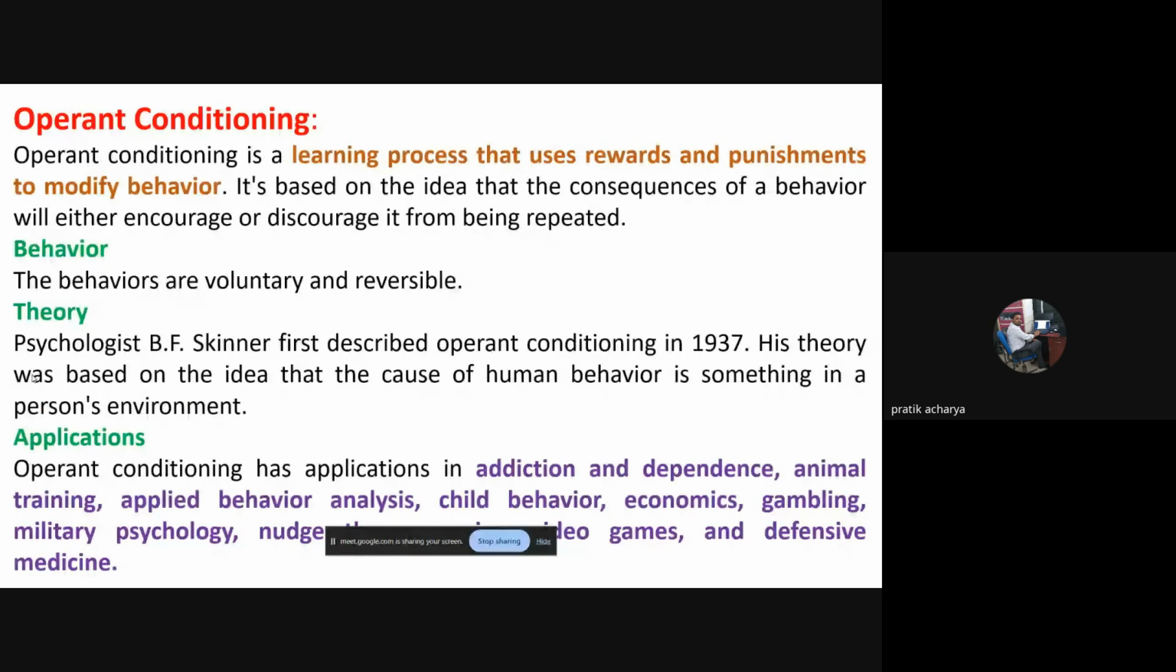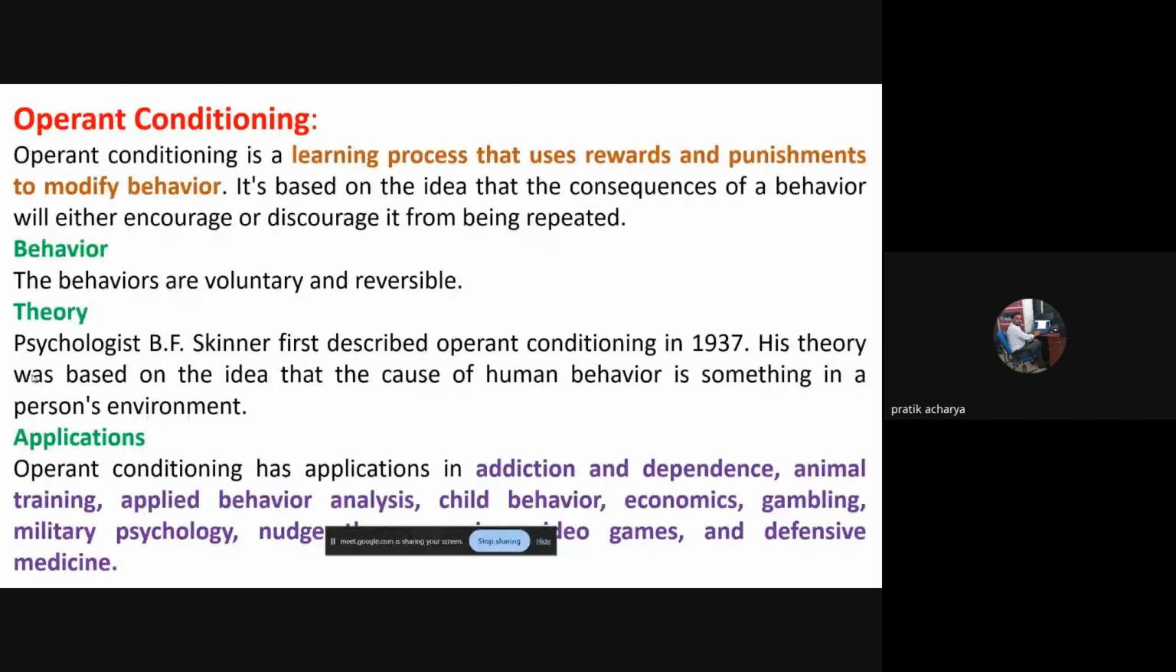Another important conditioning is operant conditioning. Why is it important? Operant conditioning was first introduced by B.F. Skinner in an experiment in 1937. What is operant conditioning? It is a learning process that uses reward and punishment to modify behavior. That means we bribe the organism to modify its behavior.